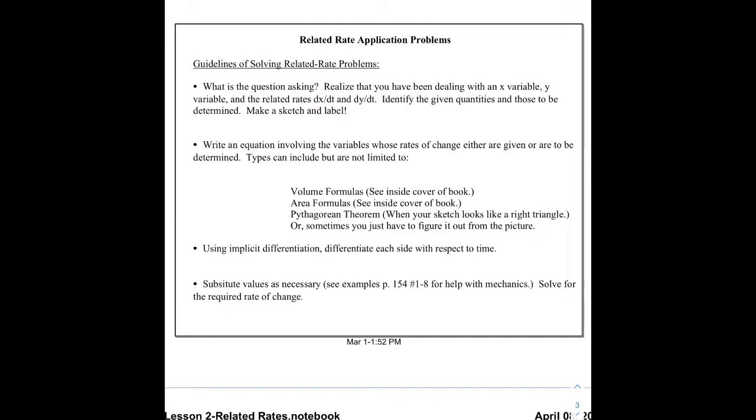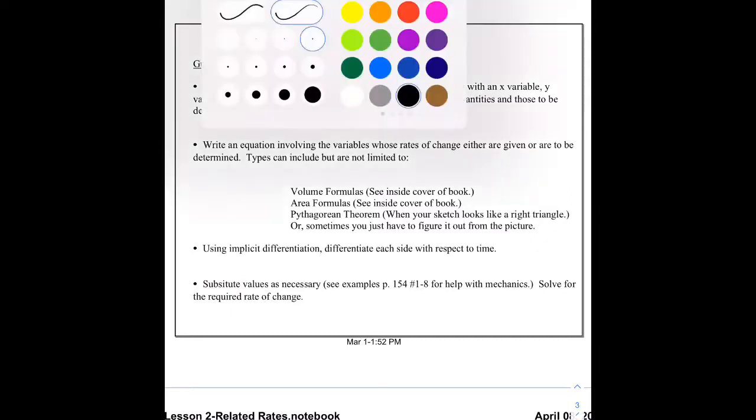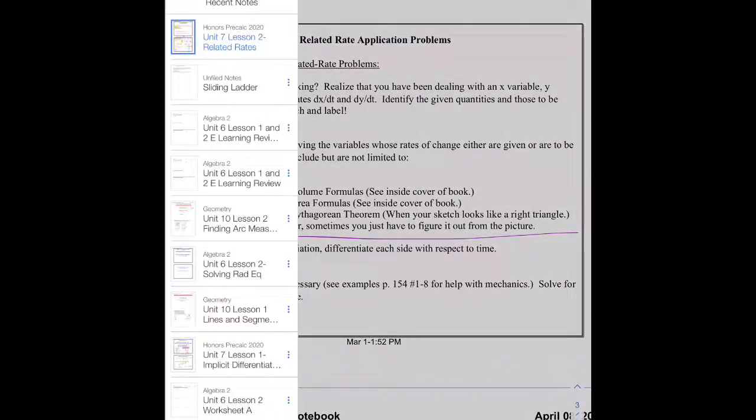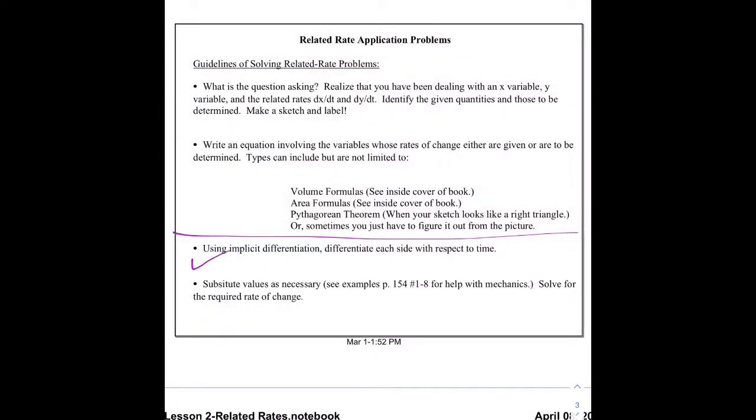All right, we discussed in the first video how to actually end the problem. So that part of these guidelines actually comes under here. I taught you how to use implicit differentiation by differentiating each side with respect to time and substituting values if necessary. So what's going to be new in this video?